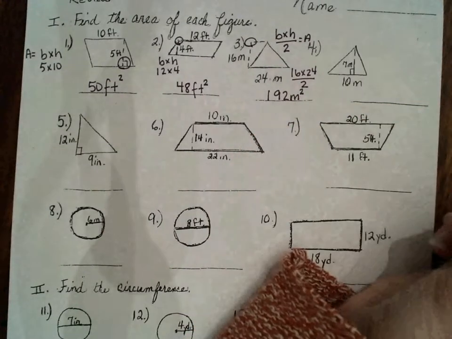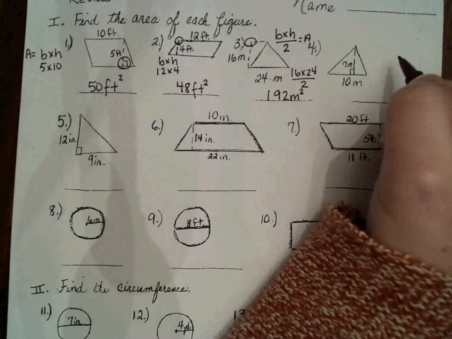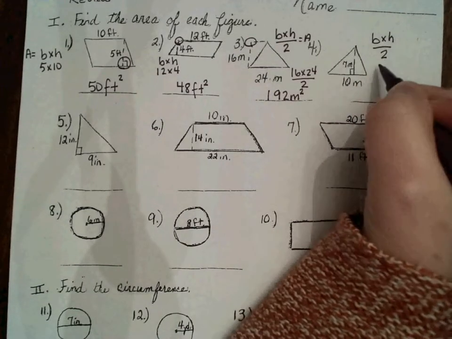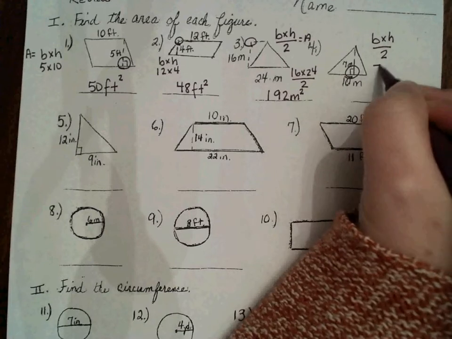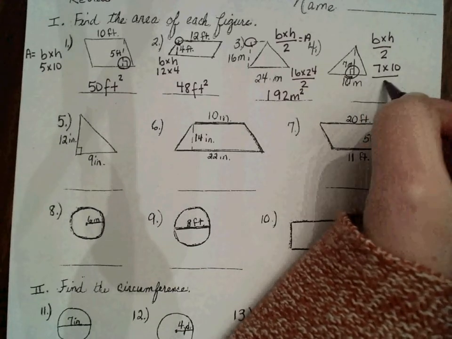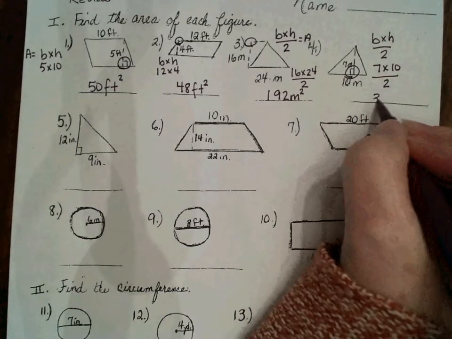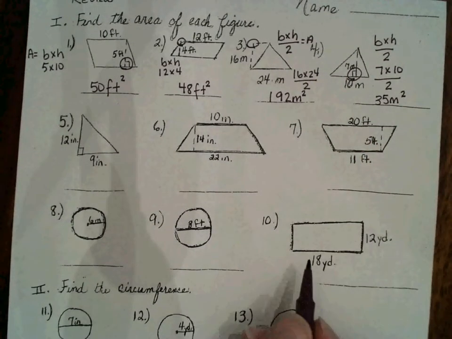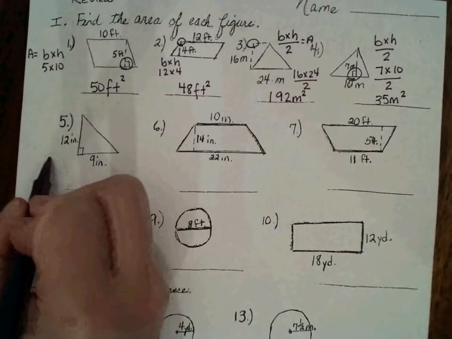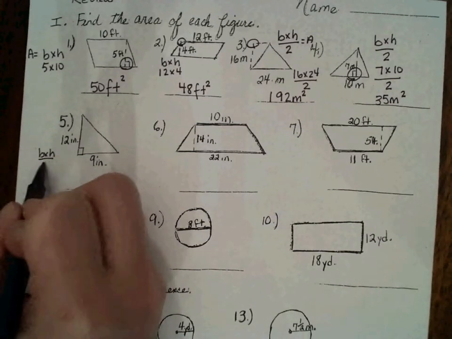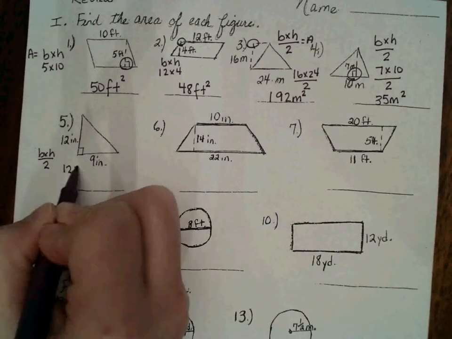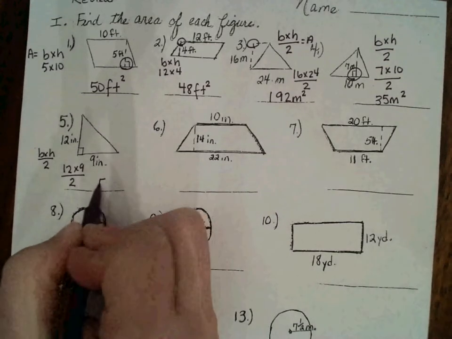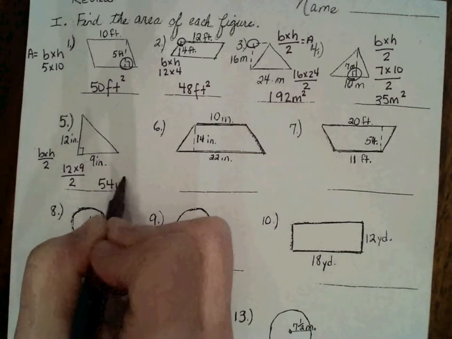For number 4, once again, another triangle, base times height divided by 2, 90-degree angle, 7 times 10 divided by 2 is going to give me 35 meters squared. For number 5, another triangle, base times height divided by 2, so 12 times 9 divided by 2 is going to end up giving me 54 inches squared.